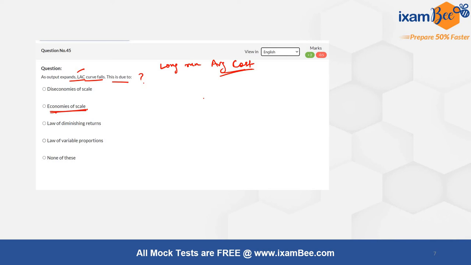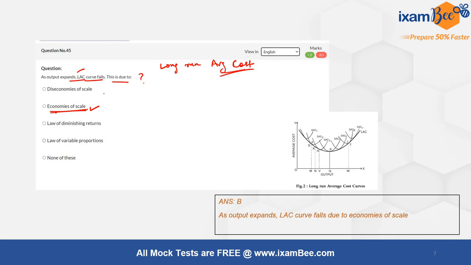The curve is a U-shaped curve. It looks like this. It is an envelope of all the short-run average cost curves, and on the left side portion of the curve you have economies of scale operating, and on the right portion you have diseconomies of scale. So when this curve starts falling, this is because of economies of scale. The right answer is option B.